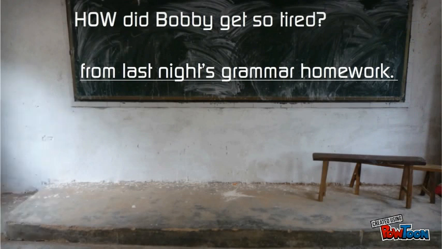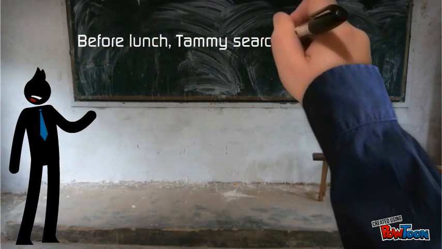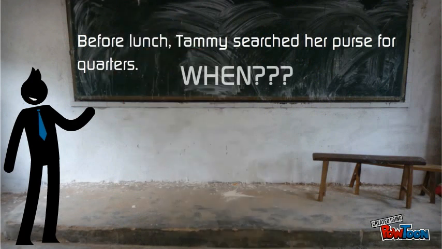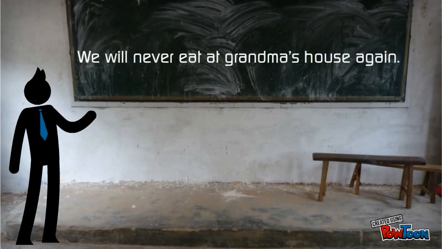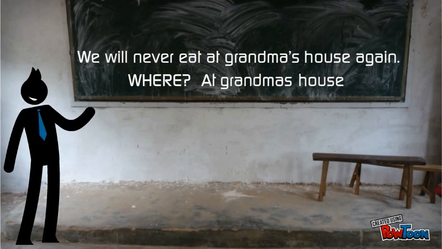Here's another example. Before lunch, Tammy searched her purse for quarters. When did Tammy search for quarters? Before lunch. Now look at this sentence. We will never eat at Grandma's house again. Where will we never eat? At Grandma's house.